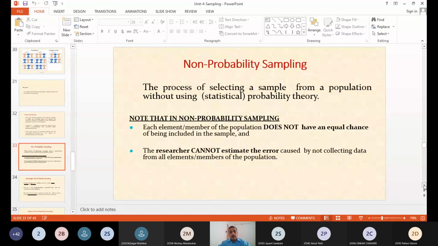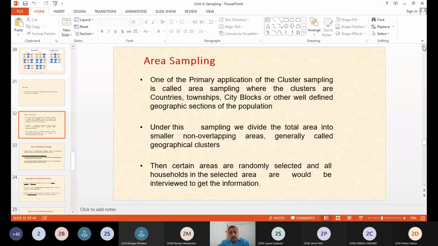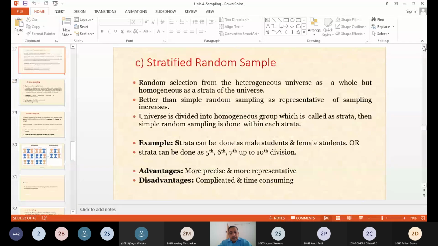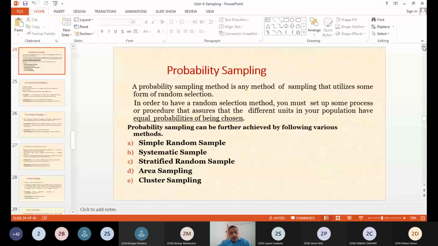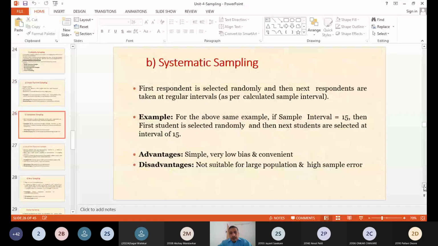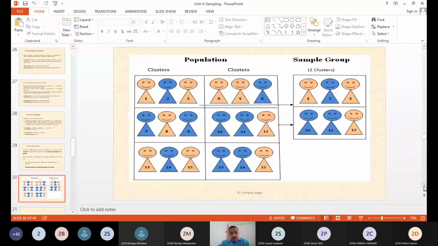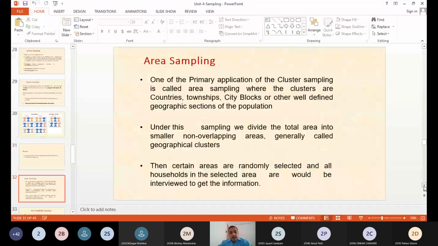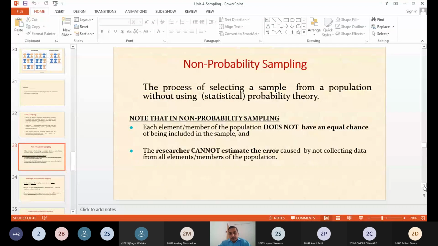And we'll start discussing another major type of sampling methods, that is non-probability sampling. So whatever methods we have discussed till now, all were probability sampling methods. Like we have discussed simple random sampling, systematic sampling, stratified random sampling, area sampling, and cluster sampling. All these are types of probability sampling we have discussed. Now we'll go ahead and discuss another type of sampling methods, that is non-probability sampling.